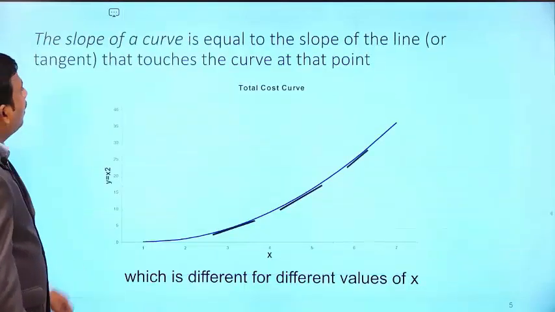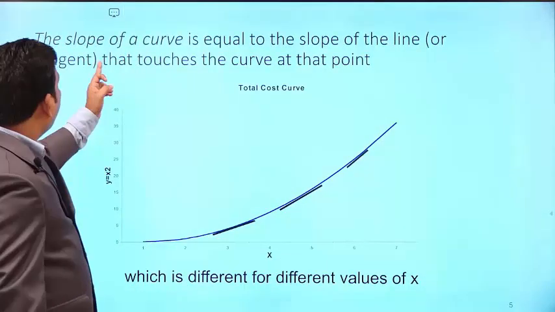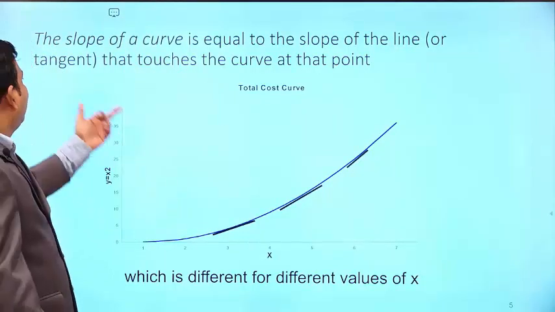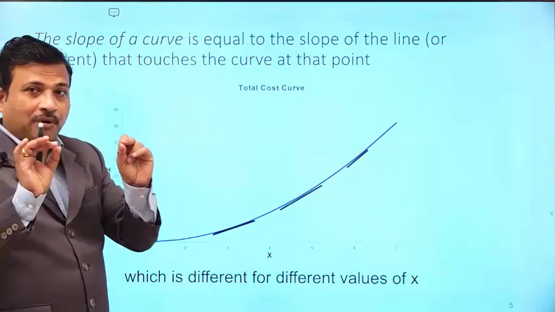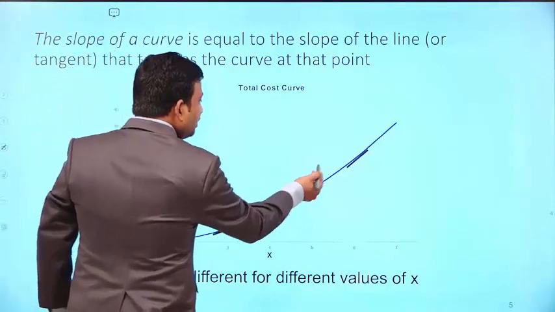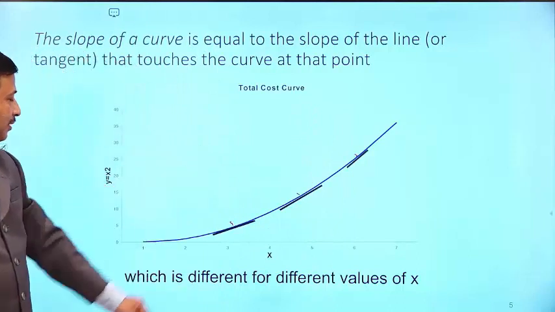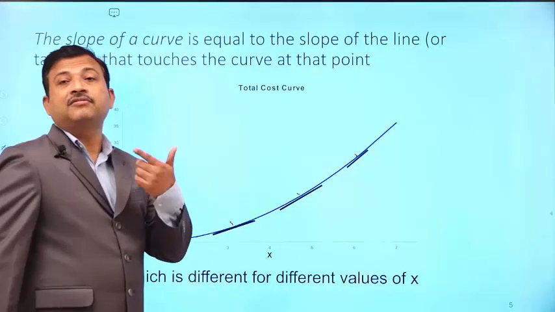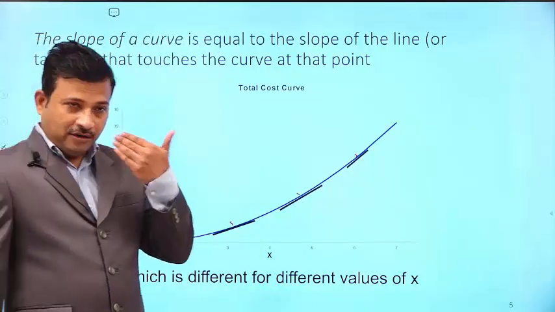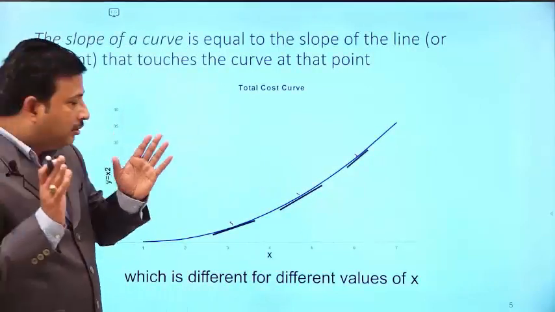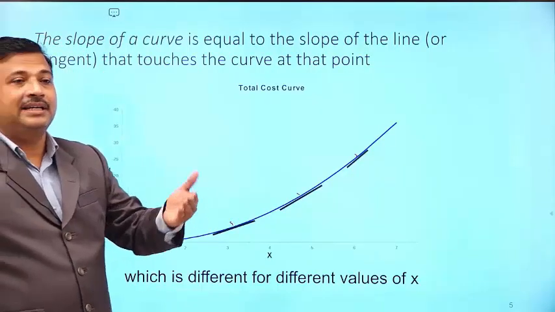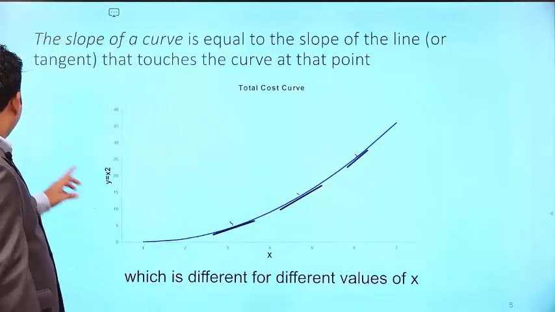Is it clear? Now see this, the slope of a curve is equal to the slope of the line, or we call it the tangent, that touches the curve at that particular point. The point you consider defines the slope at that point, which is different for different values of x. So when the value of x changes, obviously y will change, and on par with that the tangent, or the slope, will change, and you get a constant value.